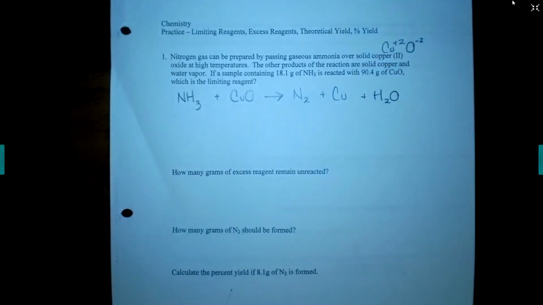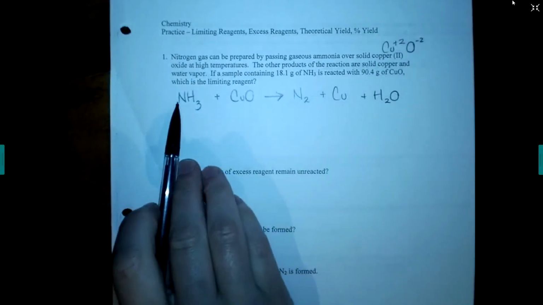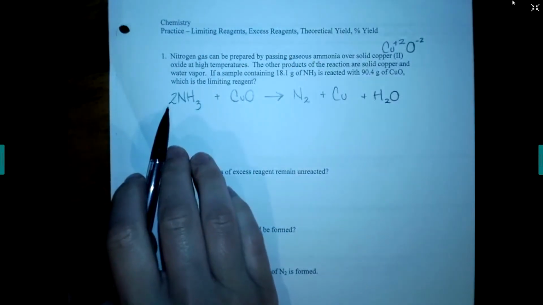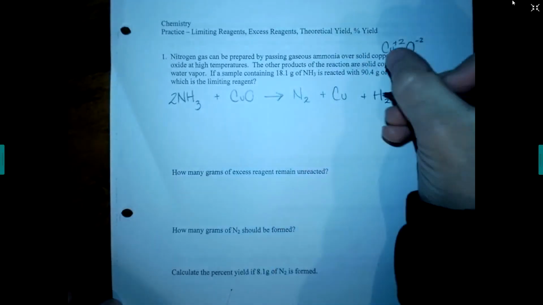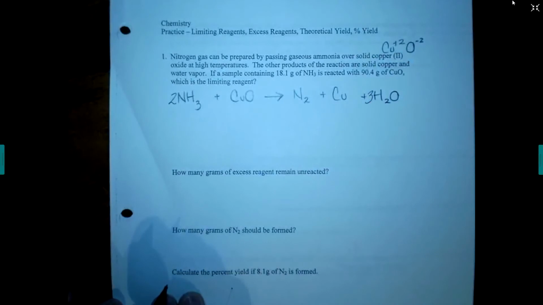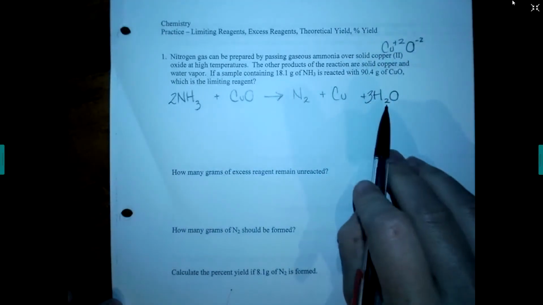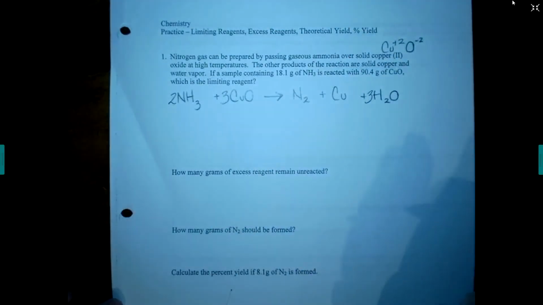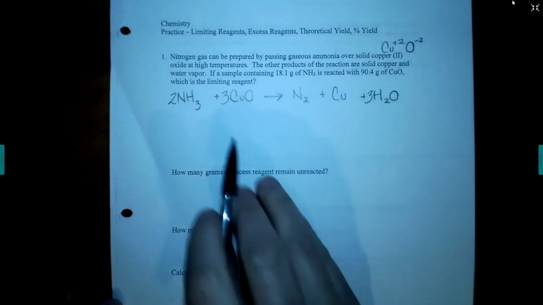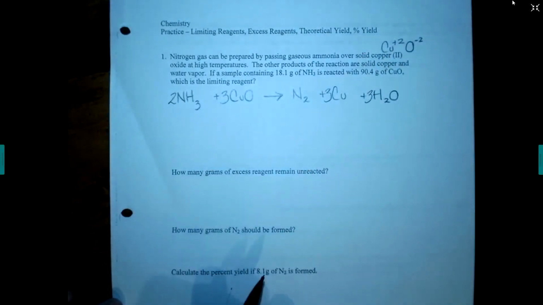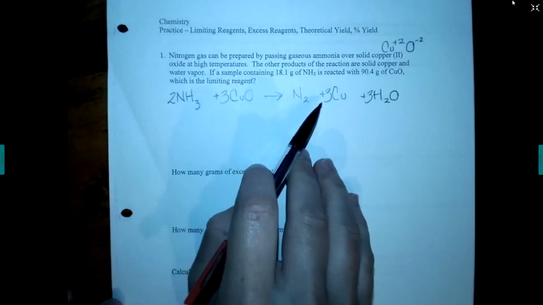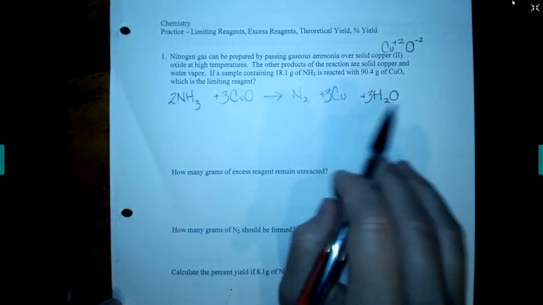All right, so before we go any further, let's balance our equation. Starting with nitrogen, I see that I have 1 on the left, 2 on the right. So I'm going to put a 2 here. Putting that 2 there gives me 6 hydrogens, so I'm going to put a 3 here. Now putting that 3 here also gives me 6 hydrogens, but it gives me 3 oxygens. So I need to put a 3 in front of copper 2 oxide. And then lastly, to balance copper, I need to put a 3 in front of Cu. So I have 2 nitrogens, 2 nitrogens, 6 hydrogens, 6 hydrogens, 3 coppers, 3 coppers, 3 oxygens, 3 oxygens.